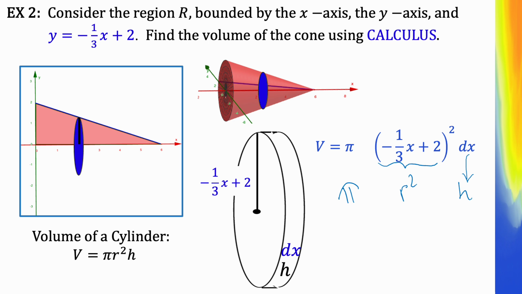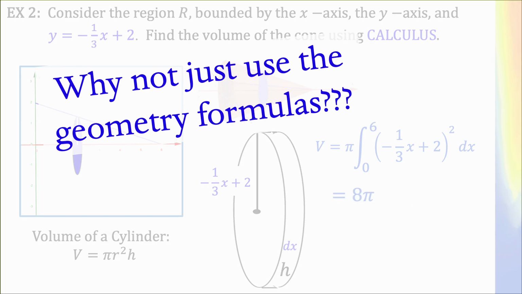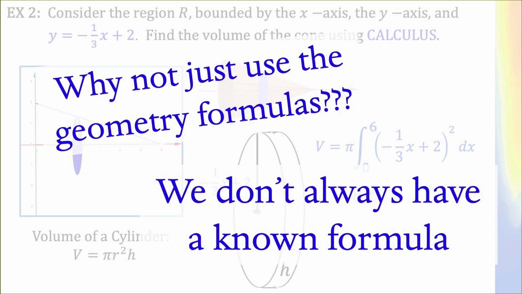Now, if I want the whole cone, I just need that infinite number of discs from 0 to 6. So I just integrate that. And if you evaluate it, you get 8 pi units cubed again. So of course this begs the question, why not just use the geometry formulas? Well, we don't always have a known formula.